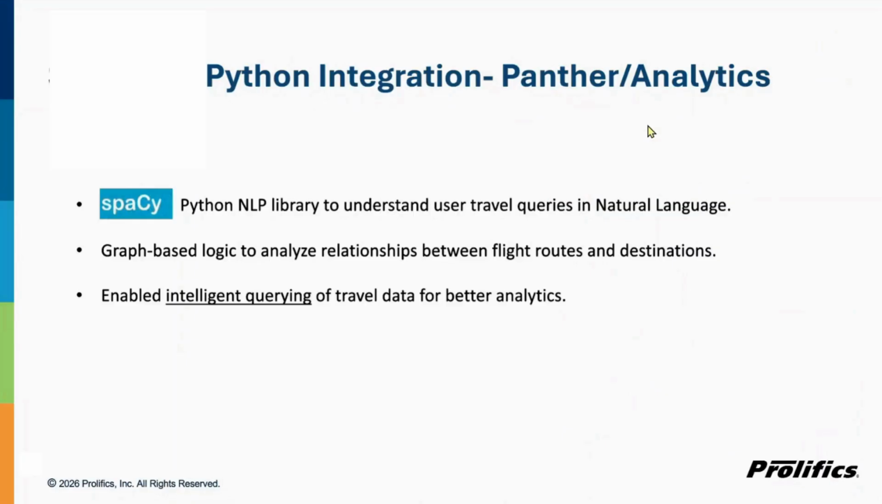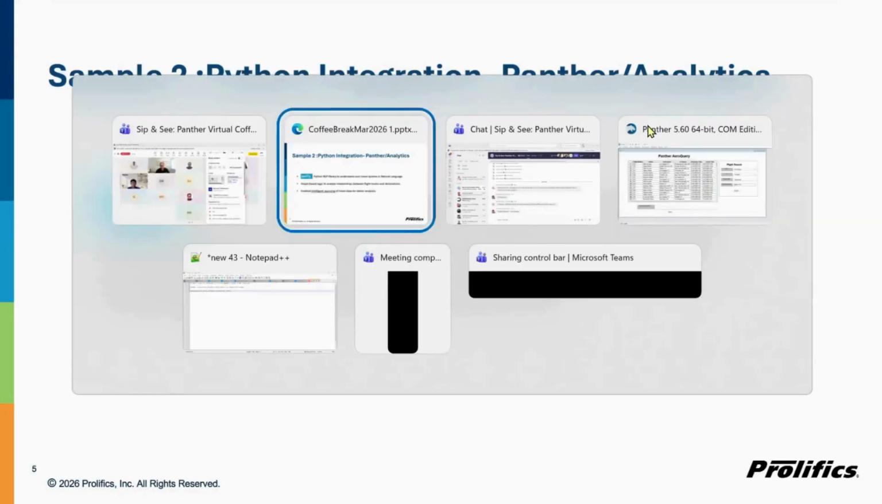So in this demo, we are extending Panther by integrating with Python to bring advanced analytics and natural language capabilities for the Panther screen. I used flights data to perform analytics and used Python's spaCy library to act as a natural language processor and to understand user questions on travel, to enable intelligent querying and better analytics on the flights data. So now I'm going to my Panther screen.